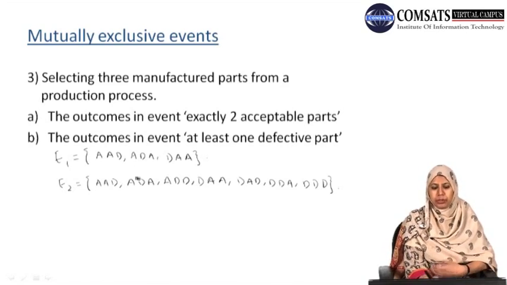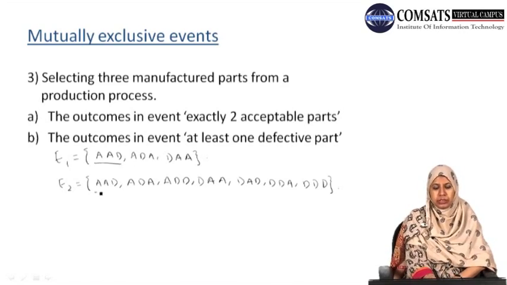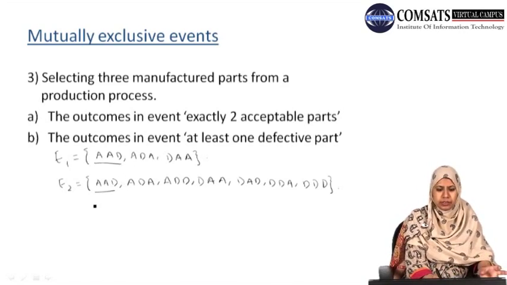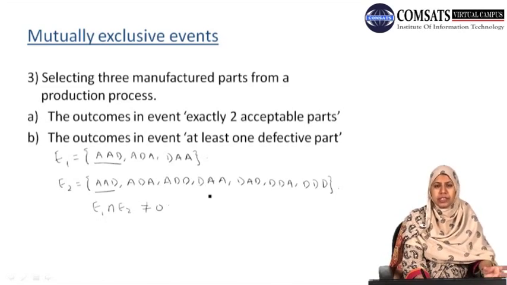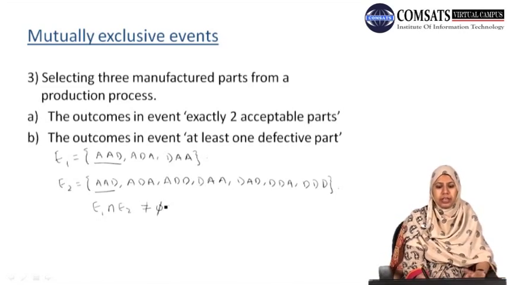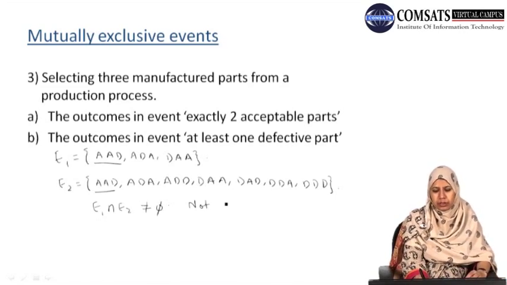Okay, now if you want to see whether these events are mutually exclusive or not, they should have nothing in common, but the first possible outcome is common to both the events, which means that these 2 events are not mutually exclusive. That is, their intersection is not an empty set, so they are not mutually exclusive.